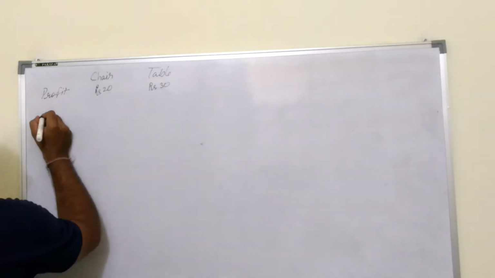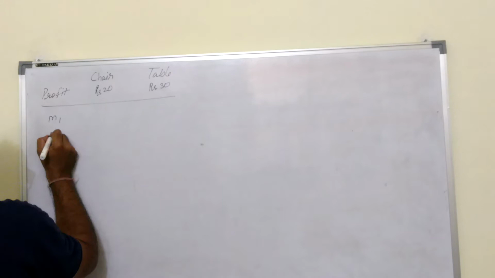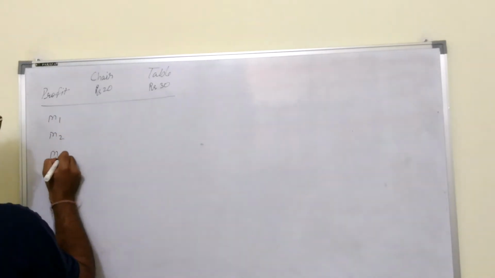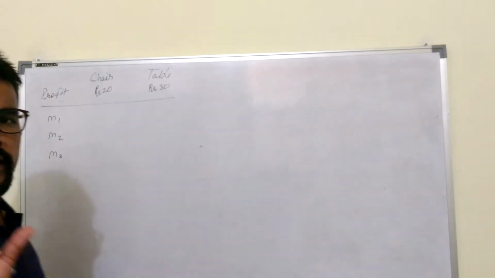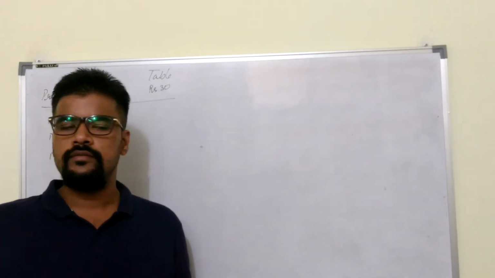Then, for processing purposes, there are three machineries M1, M2 and M3. What I am doing right now is extracting the information from the given case.